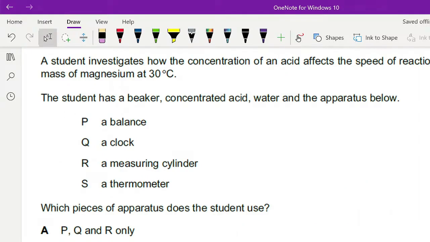Next, we want to investigate how the concentration of an acid affects the speed of reaction, and we have to measure the mass and also the temperature. We also have to measure an amount of acid. So what do we use? Definitely a balance, because we need 0.5 gram, and a thermometer. And to measure the speed of reaction, we need a clock or stopwatch. To measure an amount of acid, we need a measuring cylinder.